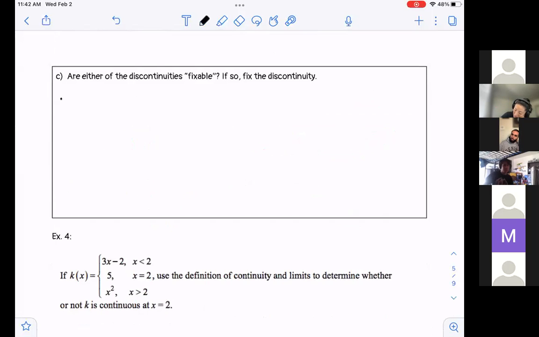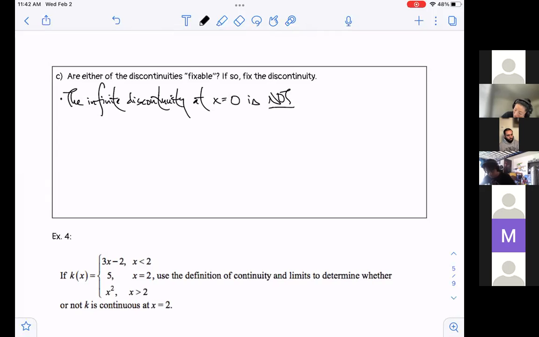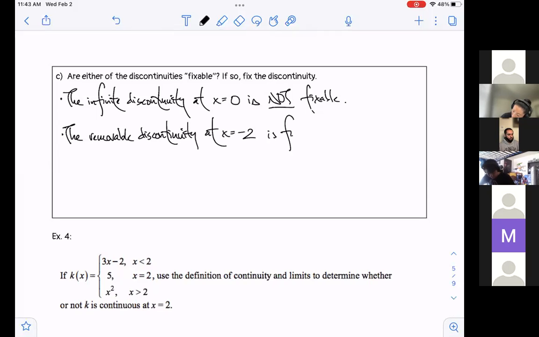All right, so the infinite discontinuity at x equals 0 is not fixable. Yes, that's a great clarification. If it's fixable, it's not continuous until you fix it. Okay, so we could say here that the removable discontinuity at x equals -2 is fixable.